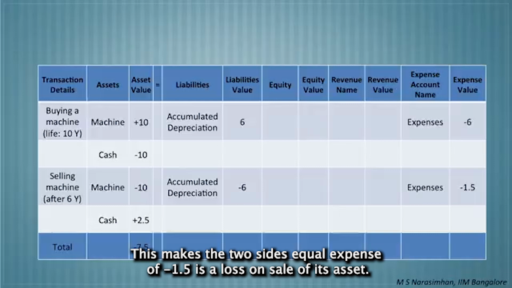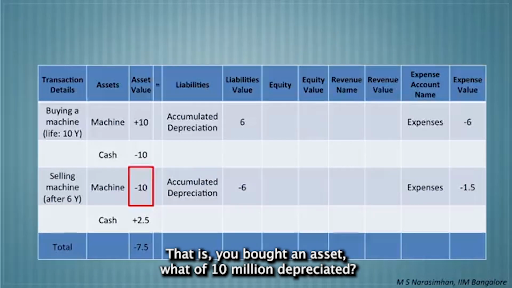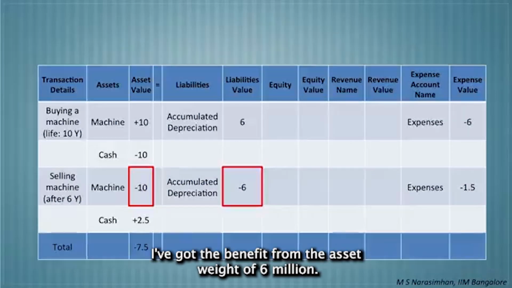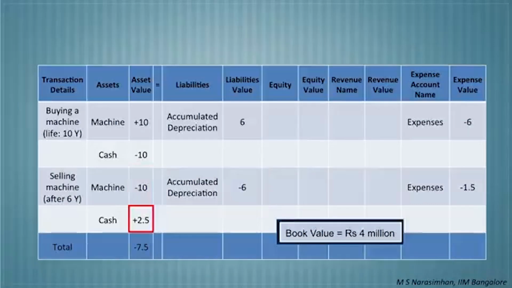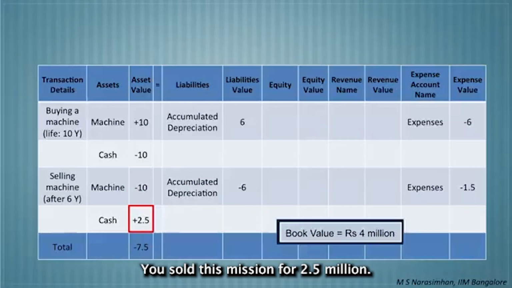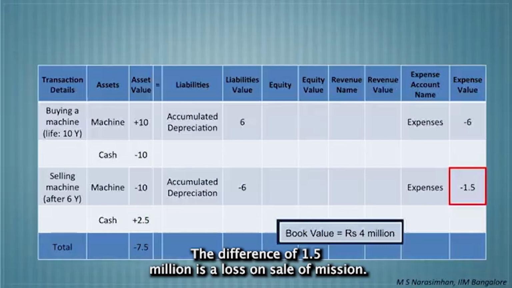Expense of minus 1.5 is a loss on sale of fixed asset. That is, you bought an asset worth 10 million, depreciated, or got the benefit from the asset worth 6 million. The balance book value of the asset is 4 million. You sold this machine for 2.5 million. The difference of 1.5 million is a loss on sale of machine.